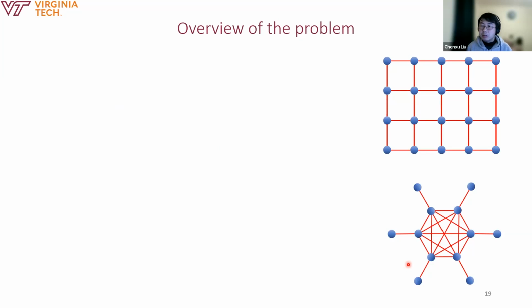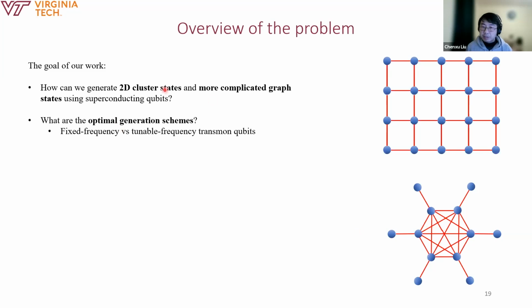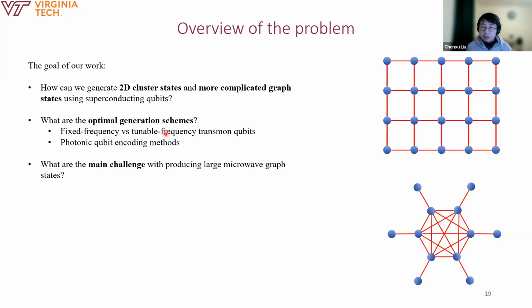In the rest of my talk, I mainly address the following questions. One: how can we generate the 2D cluster state of microwave photons and more complicated graph states, for example, repeater graph states, using superconducting qubits? Second: what are the optimum generation schemes to generate these microwave graph states? Specifically, should we consider fixed-frequency transmon qubits or tunable-frequency transmon qubits as quantum emitters? Also, which type of photonic qubit encoding method can we use for better microwave states? The third question is, what are the main challenges when we want to produce large microwave graph states, and can we remove or mitigate them?